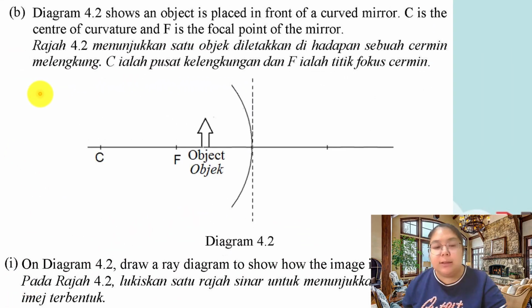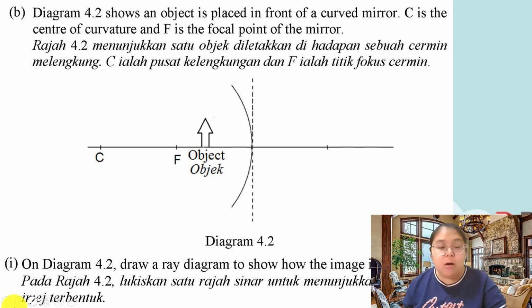Again, normally the SPM questions will repeat and repeat. Normally for light, they want you to draw. From here, they show the object placed in front of the curved mirror. C is the center of curvature. F is the focal point. Your object is also in front of the F. So remember, where is the image? The image is behind the mirror. So we use the first ray and third ray. Finally, we form the virtual image.